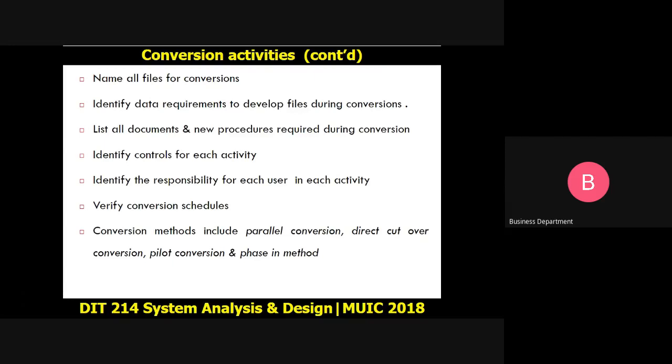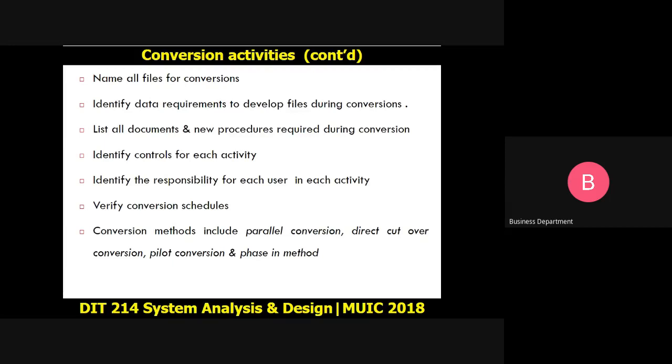So we now look at the different plans or different methods you can use to switch from the old system to the new system. And actually we do have 4 of them. Number one, we can have what we call the parallel conversion. And as the name suggests, we are going to run the old system and the new system at the same time.